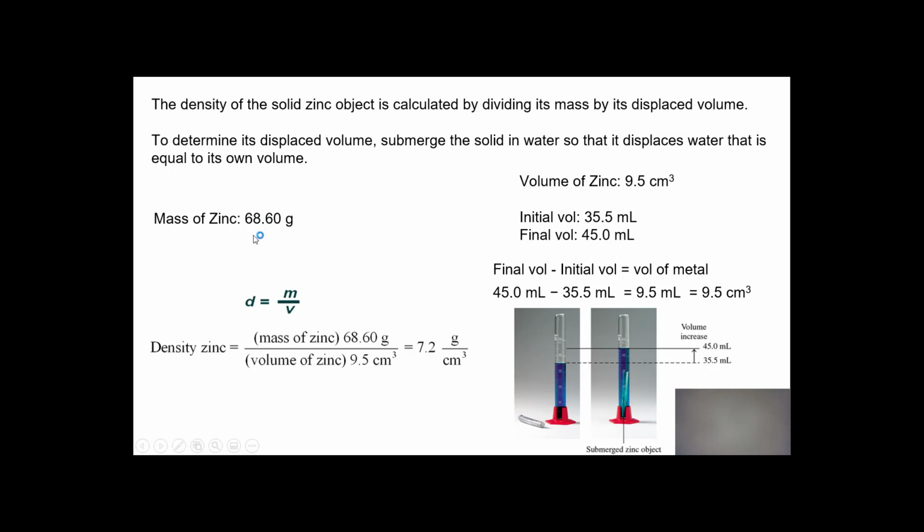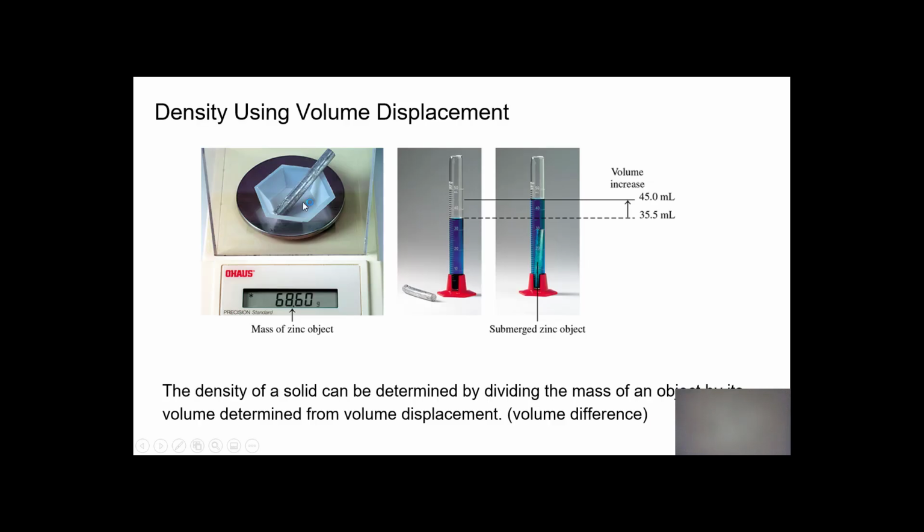So we have the mass of the zinc. In this picture here, this is a balance. If you were in person, you would be very comfortable using this balance by the time the semester ended. It's pretty much a scale. That's all it is. It's in grams. For this picture, it goes up to the hundreds. We place it in here, mass of zinc object. It tells us this is 68.60 grams. So we have our mass. We now need our volume for this zinc object.